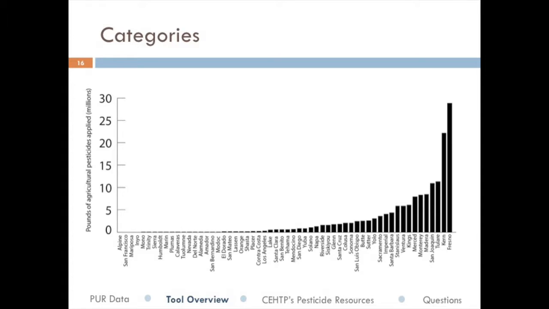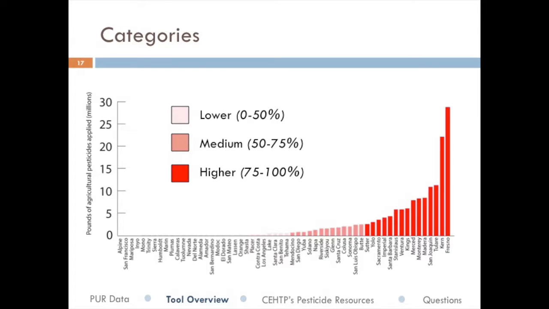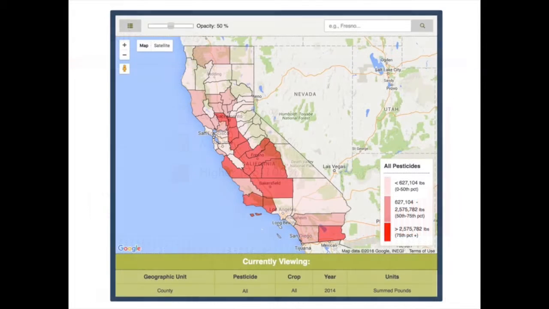Now let's see the colors used in the map. The lowest 50% would be light pink. Here you can barely see them. The next 25% would be medium red, and the top 25% would be darkest red. This color scheme was chosen to help the user more quickly identify various levels of pesticide use. Now back to the map.